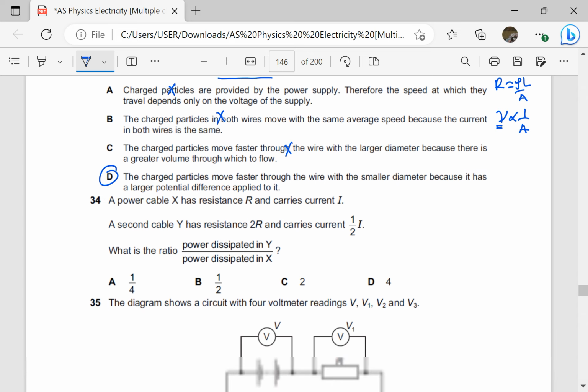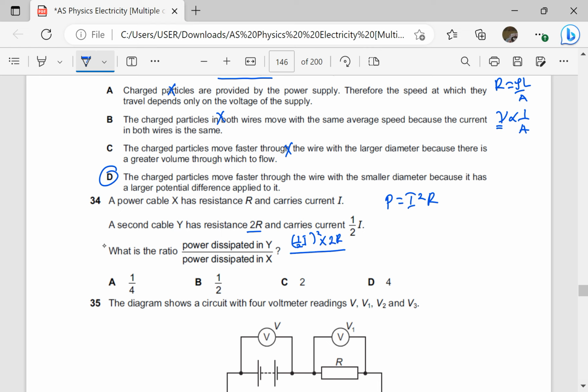A power cable X has resistance R and carries a current I. A second cable Y has resistance 2R and current half I. What is the ratio? Power dissipated in Y over power dissipated in X. Okay, so we know that power is equal to I squared times R. So for Y, the power is going to be half I, squared, then times the resistance, which is twice R.